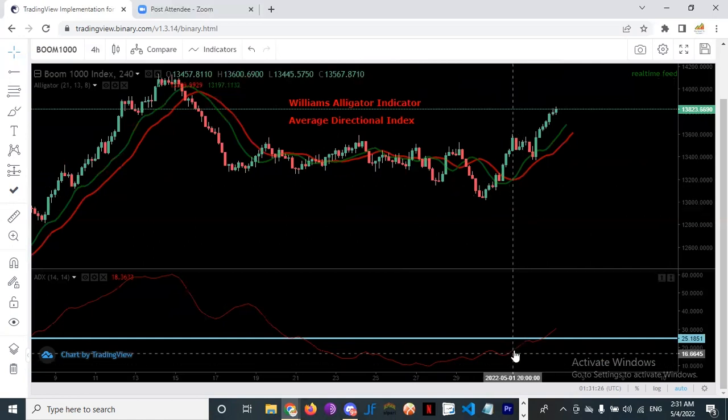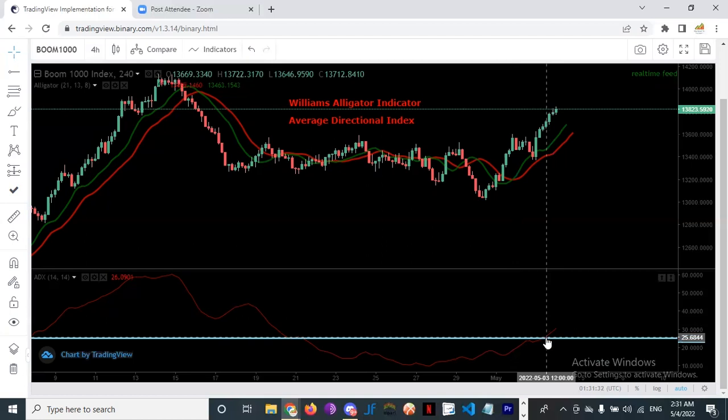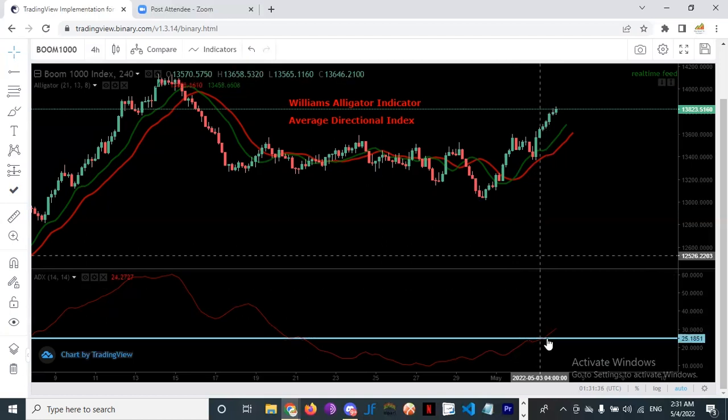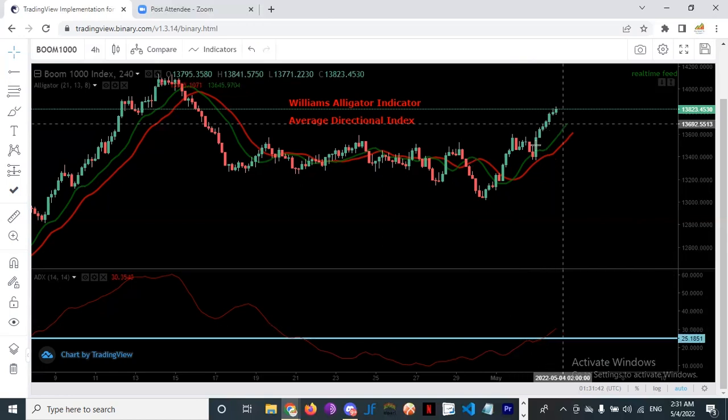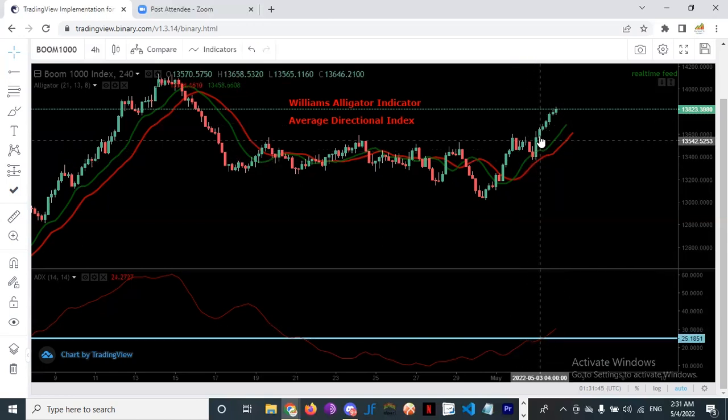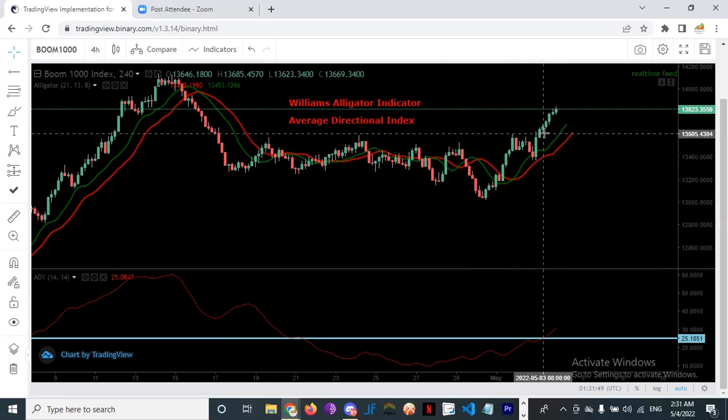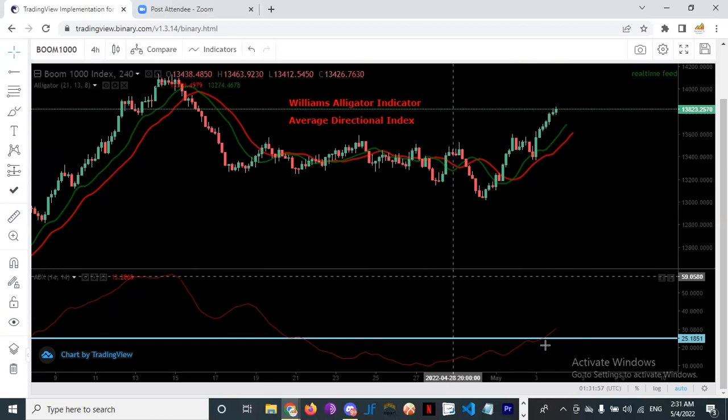When this crossover happened, the market was below the 25 level, so you do not enter a trade. Eventually the market stayed at this point, and now you have a confirmation that the market is beginning to trend. So you can be in this trade by now and stay in it. This is on the 4-hour time frame. You stay on this trade, and you take profit when you notice another crossover.